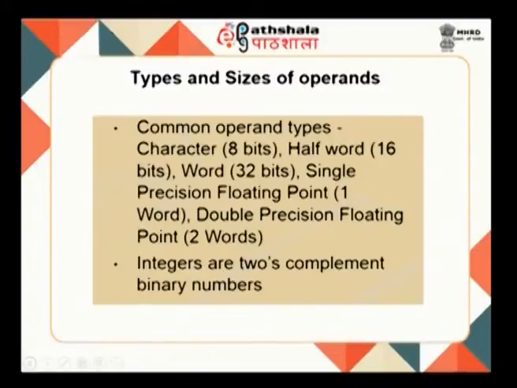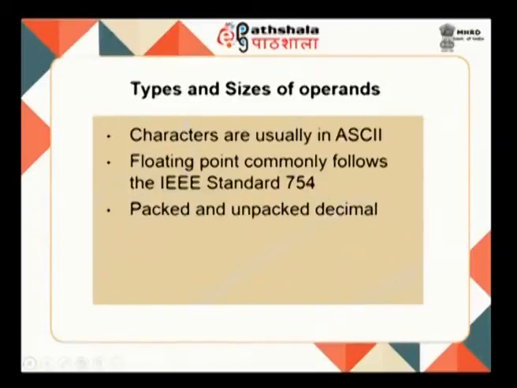The next one is types and sizes of operands. So, the common operand types are character, which is 8 bits, half word, which is 16 bits, word 32 bits, single precision floating point, which is one word of 32 bits, and double precision floating point, which is a 64-bit operand. And integers are normally 2's complement binary numbers. Characters are usually represented using the ASCII code, and floating point commonly follows the IEEE standard 754, and you can also look at packed and unpacked decimal numbers.